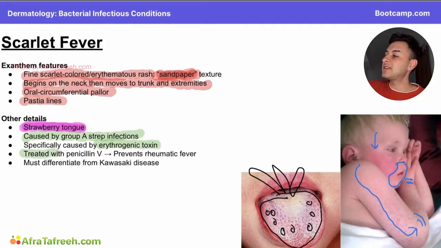The treatment for this is going to be penicillin, and this is important because it's going to prevent rheumatic fever, just like we were talking about before with our superficial impetigo infections. It's really important to differentiate this from Kawasaki disease, which has a lot of the same presenting symptoms in terms of rash and oral involvement, but we will go over the specifics of Kawasaki disease and the mnemonic crash and burn in a later video. I just want to have you guys on the radar when we're talking about children with febrile illness and rash.